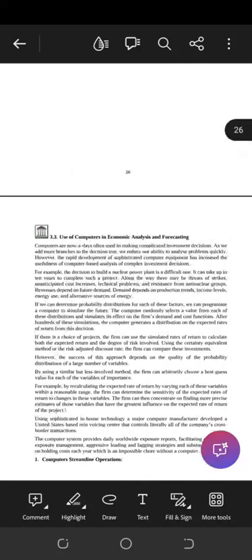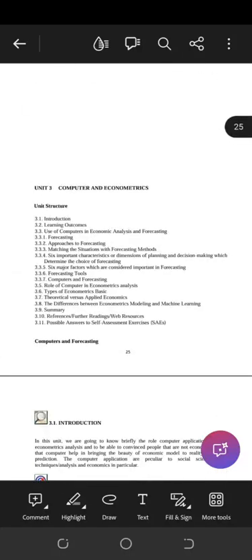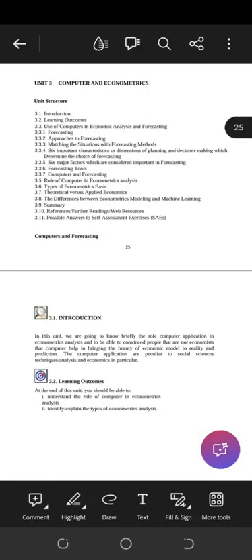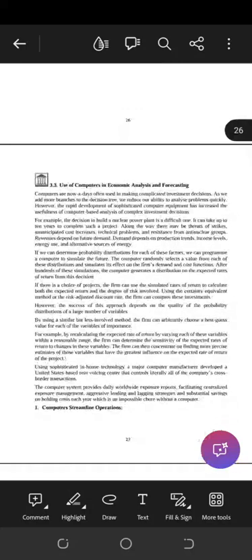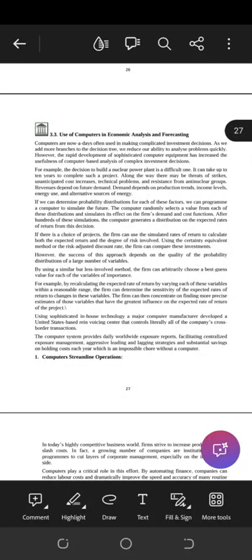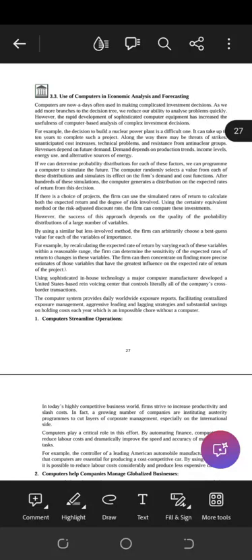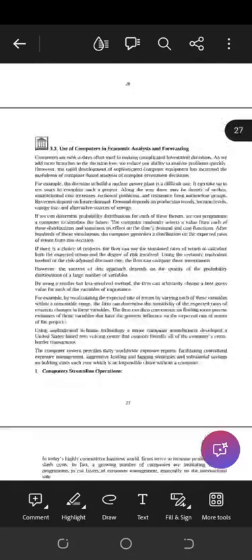All right, so here we are now looking at computer and econometrics at unit 3. I want to know if we are on the same page. Are you there, ma? Okay.